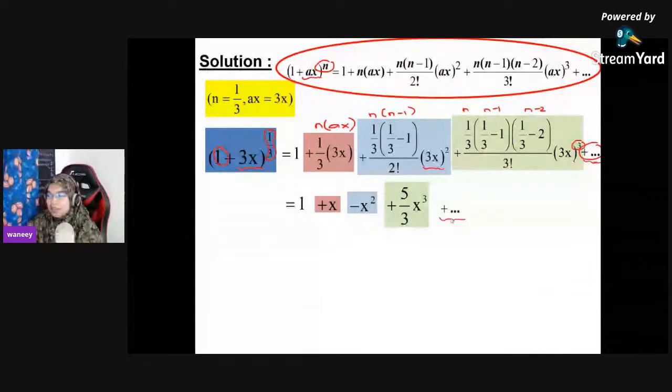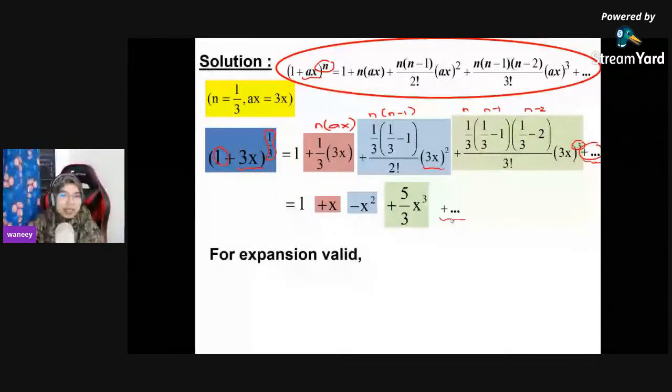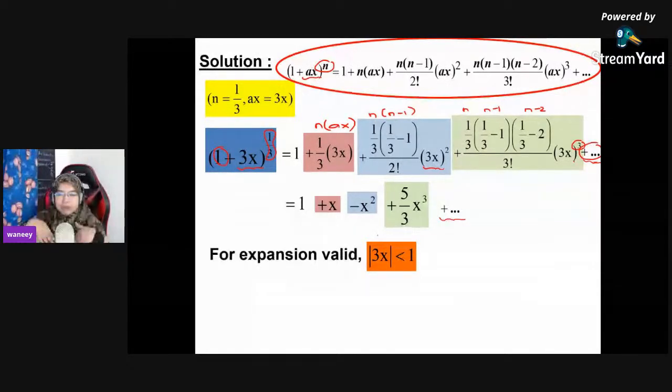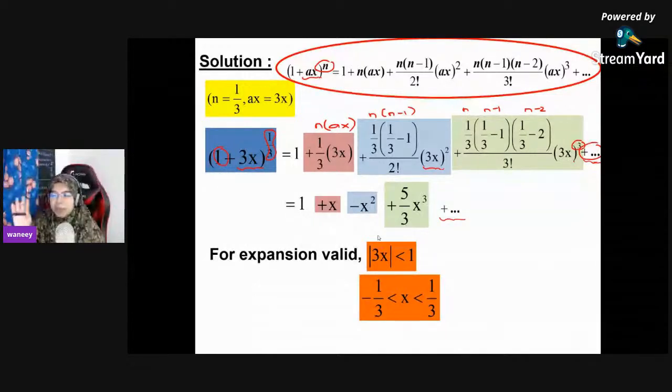So now let us answer the validity part. For the expansion to be valid, we have to put the ax inside the modulus and let it be less than 1. Okay, so ax is 3x, so the modulus of 3x will be less than 1. So that means x will be in between negative 1 over 3 and 1 over 3. So modulus of ax less than 1. So always refer to your ax. What is the value for ax?